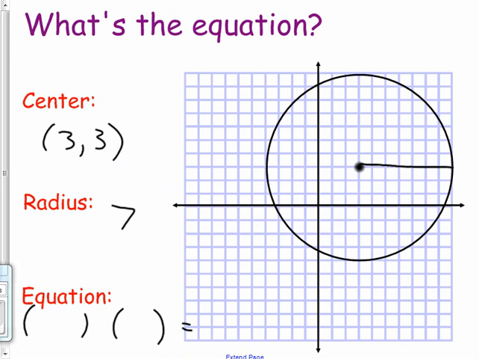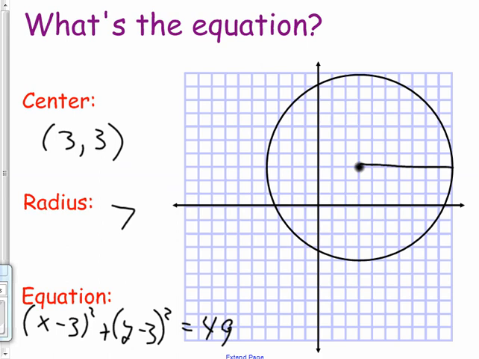Have you got it written down yet? Yep. Good. Read it to me. Oh, there you go. And then 49, or you could have said 7 squared. Very good. Raise your hand if you got that one right.